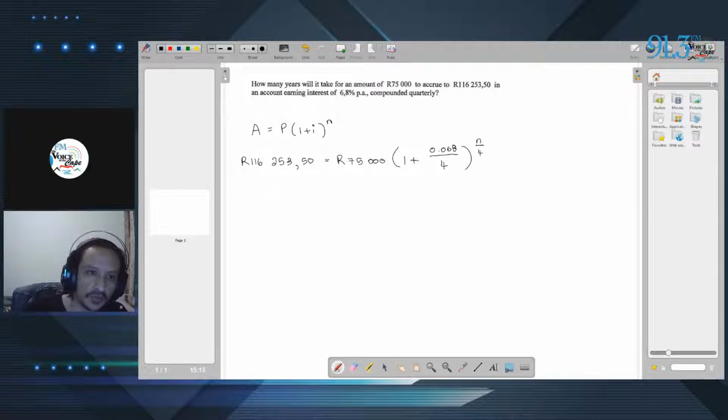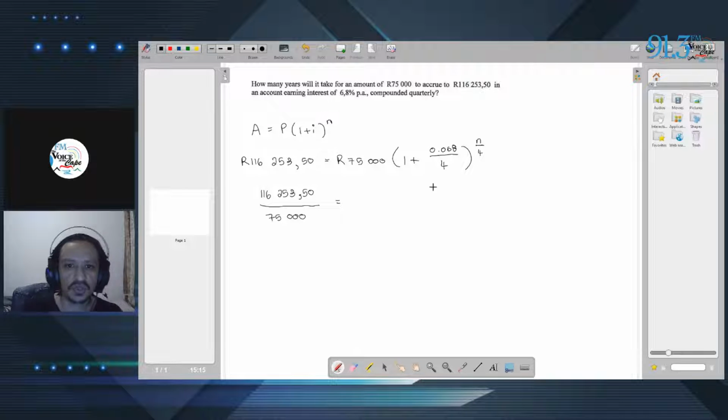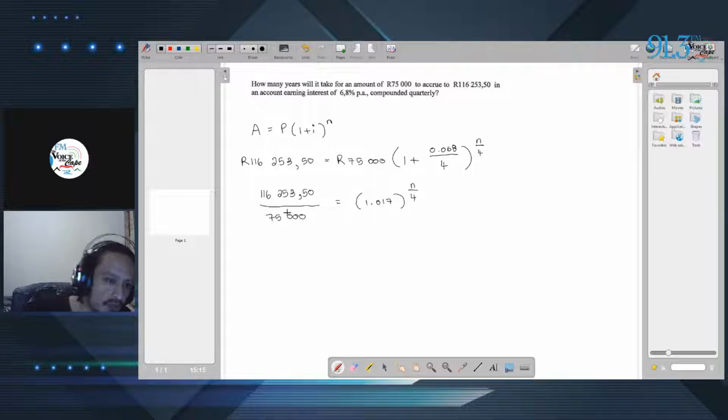Well, let's take a look. We just solve for the values that we can solve for. I'll divide this by 75,000. We solve for the information in the brackets, and 0.068 divided by 4 plus 1 gives me a value of 1.017 to the power of n over 4. And we solve this on this side and we get a value of 1.55 is equal to 1.017 to the power of n over 4.